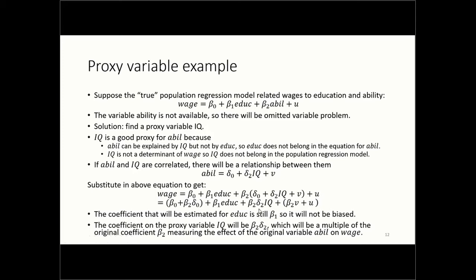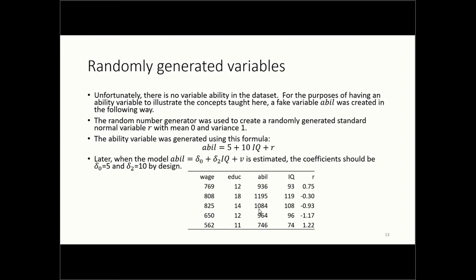Okay, so now ideally, I would like to give you an example and show you how that works. However, I could not find a data set that has the variable ability in there. So we can only speculate as to how this relationship would work if we had it. So for the purposes of having an ability variable to illustrate the concepts here, I actually generated a fake variable ability in the following way.